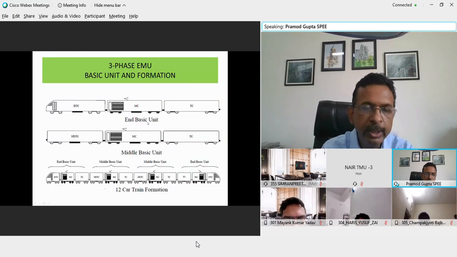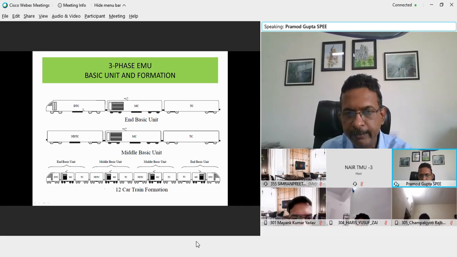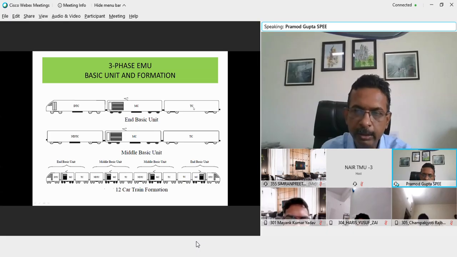This is the basic unit for EMU. This is the end unit. We have the driving car or driving coach. We have the motor coach in between. We have the trailer coach or driving trailer car at the rear of the base unit. The base unit consists of three coaches.